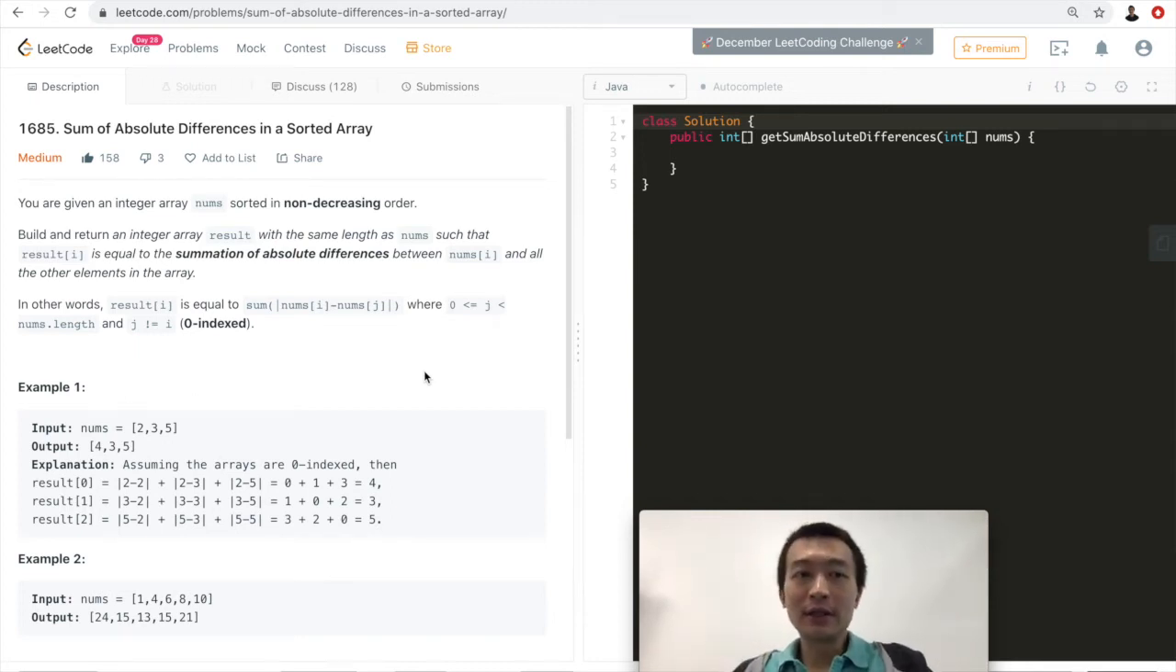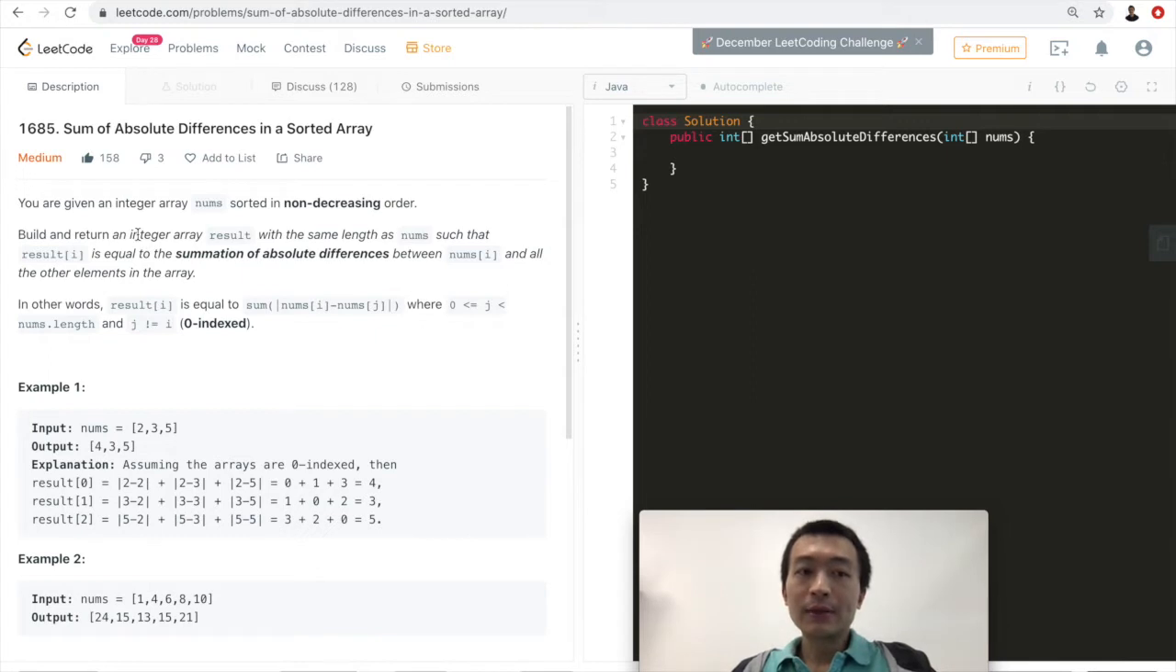Today let's go through another LeetCode problem called 1685, Sum of Absolute Differences in a Sorted Array. Let's take a look at the problem. You are given an integer array nums sorted in non-decreasing order. Non-decreasing meaning there could be duplicates, which means they will just be put in line. That's what non-decreasing means, there could possibly be duplicates.